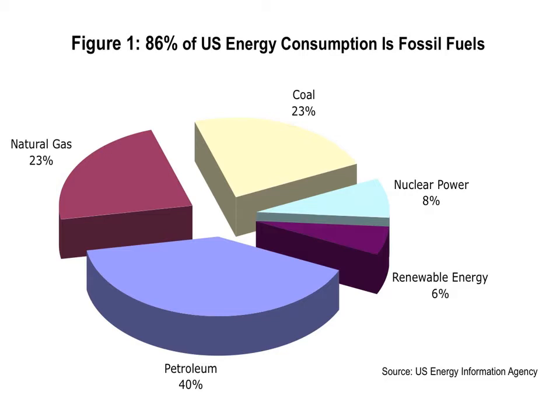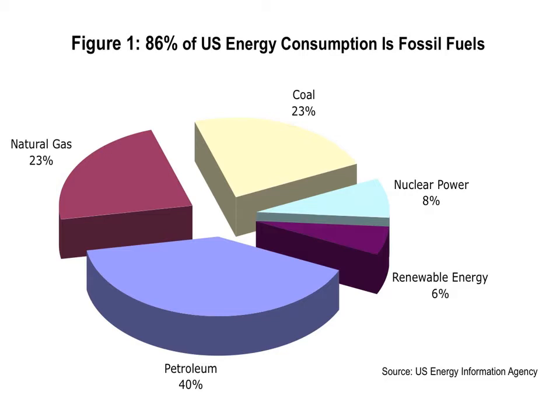So you can see this pie chart shows that 86% of U.S. energy consumption is fossil fuels. That number is going to be a little bit different now. This chart's a couple years outdated, but it's still around the same percentage, the same proportions for each chunk. Petroleum is still the largest amount used, 40%.